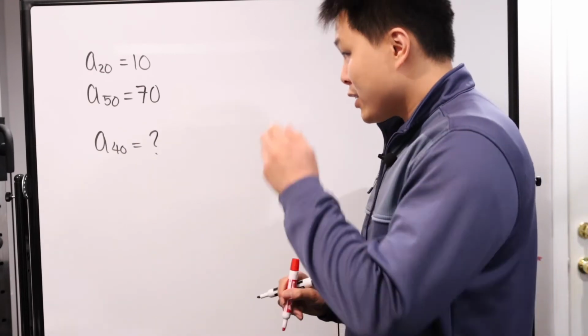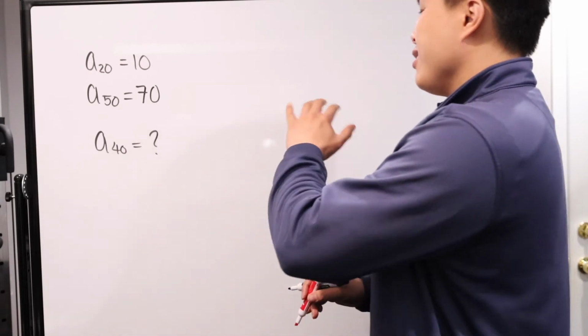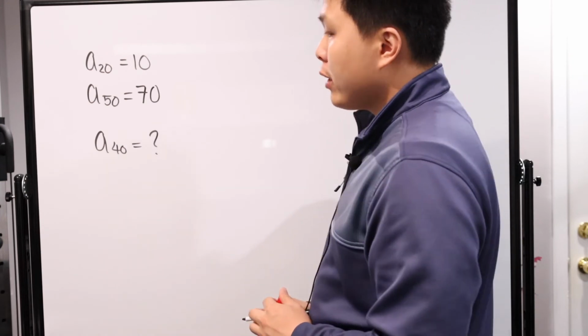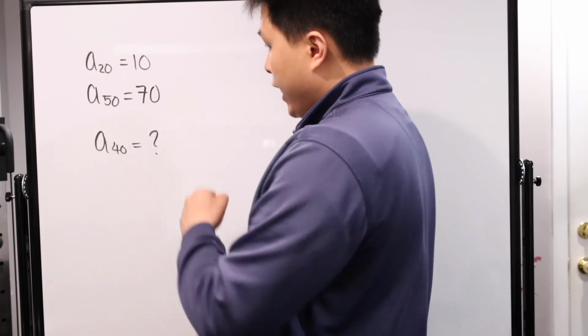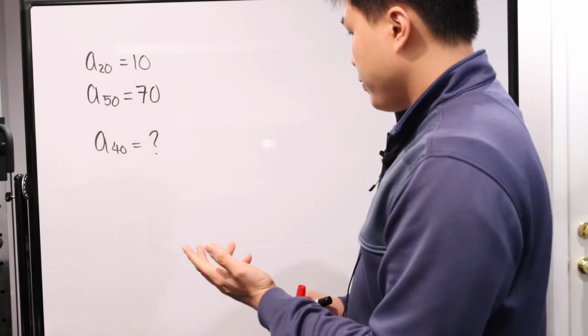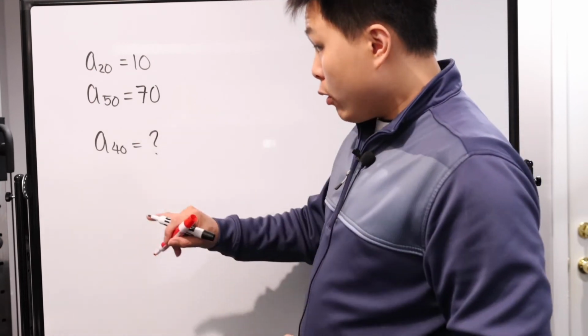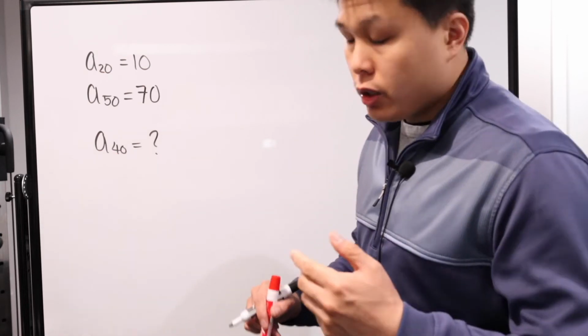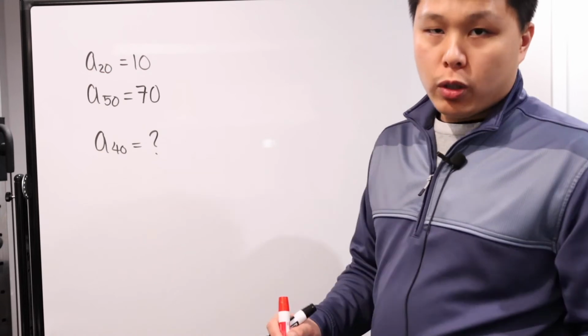So the next problem is actually a little sneaky, but basically we can solve it no problem. First and foremost, we're given that a sub 20, basically our 20th term, is 10. A sub 50, the 50th term, is 70. Now it's asking you something a little odd. They're asking you for a sub 40, which is the 40th term.